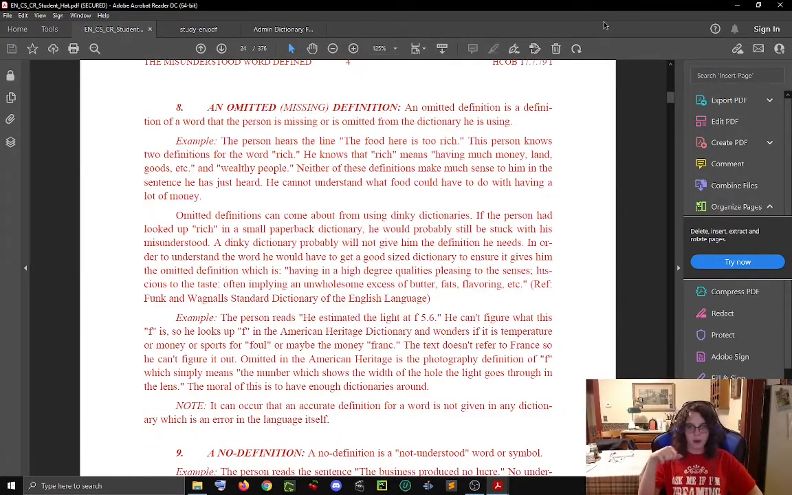An omitted or missing definition. An omitted definition is a definition of a word that the person is missing or is omitted from the dictionary he's using. Example, the person hears the line, "The food here is too rich." The person knows two definitions for the word rich. He knows that rich means having much money, land, goods, etc., and wealthy people. None of these definitions make much sense to him in the sentence he's just learned. He cannot understand what food could have to do with having a lot of money.